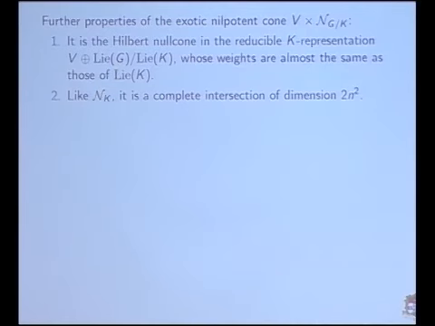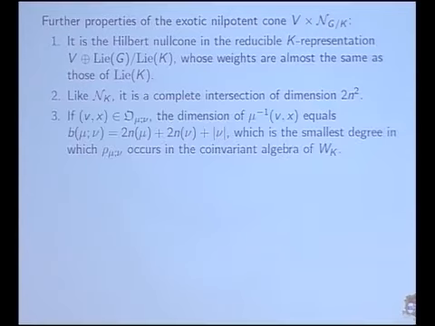Like the ordinary nilpotent cone, Kato's cone is a complete intersection. It has the same dimension. Since I said the weights of this are almost the same as the weights of this, the dimension of these two representations are the same. They're both 2n squared plus n. Both of these nilpotent cones are cut out by n equations, so they're complete intersections of both of dimension 2n squared. In particular, they're both normal varieties.